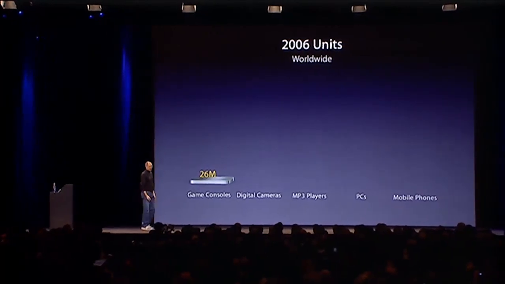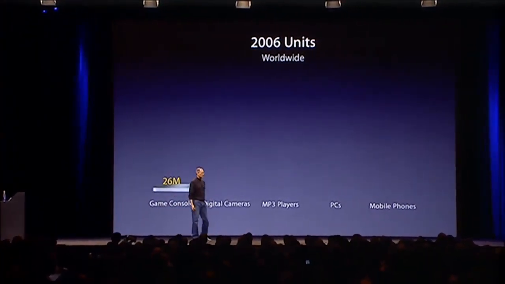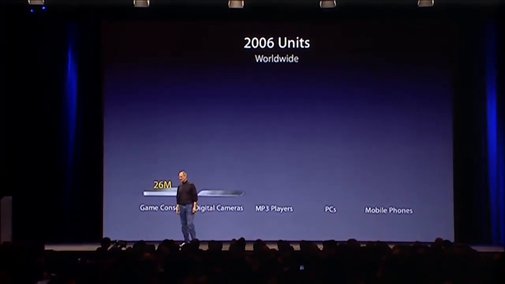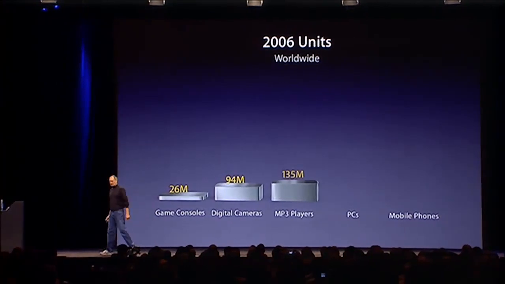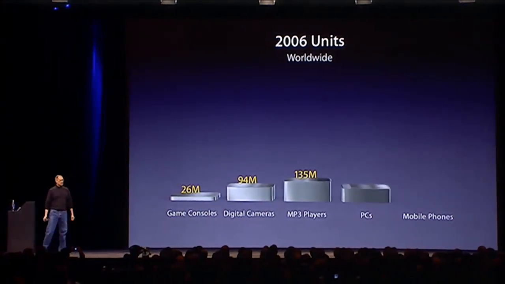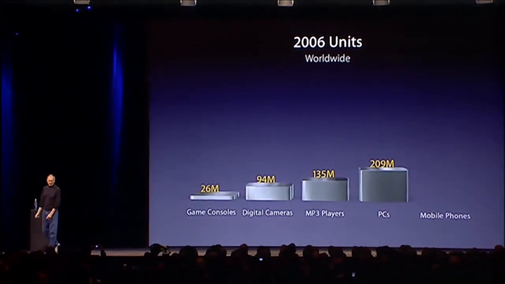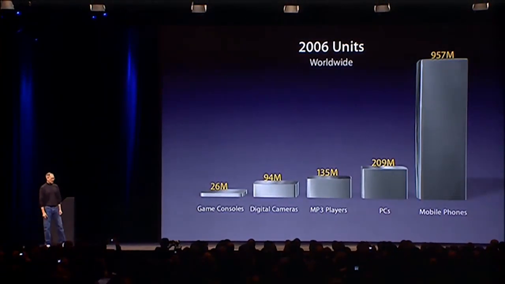Maybe they're going to have to click them for me. So, game consoles. 26 million game consoles were sold in 2006 worldwide. Actually, a little smaller than you'd think. It's not such a big market. Digital cameras dwarfed it at 94 million. MP3 players, 135 million. And PCs, about 209. Mobile phones, just about 1 billion last year worldwide.